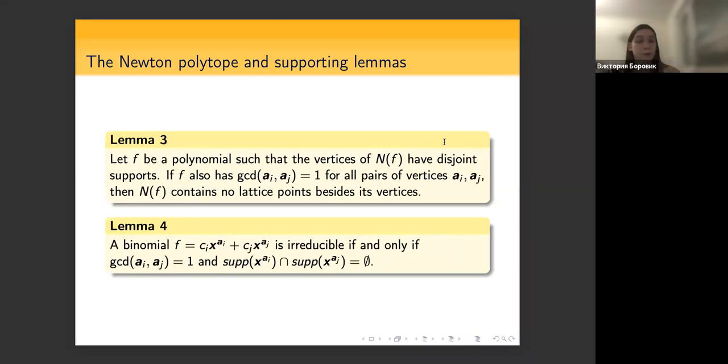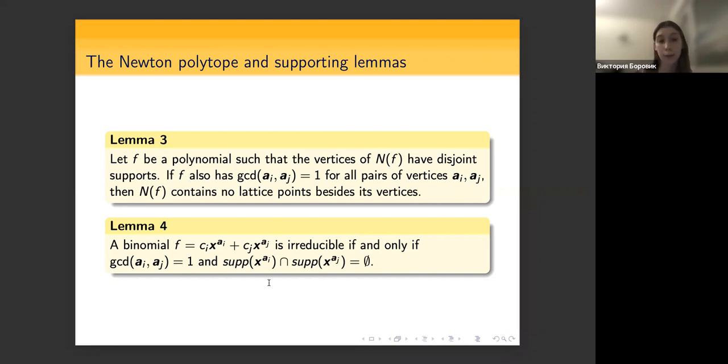And then I also have two lemmas that are a bit technical, so I decided not to give a full proof of these lemmas, because it can be a bit messy because of a lot of indices and so on. So let f be a polynomial such that the vertices of the Newton polytope have disjoint supports. And if also the greatest common divisor equals 1 for all pairs of vertices a sub i and a sub j, then the Newton polytope contains no lattice points besides its vertices.